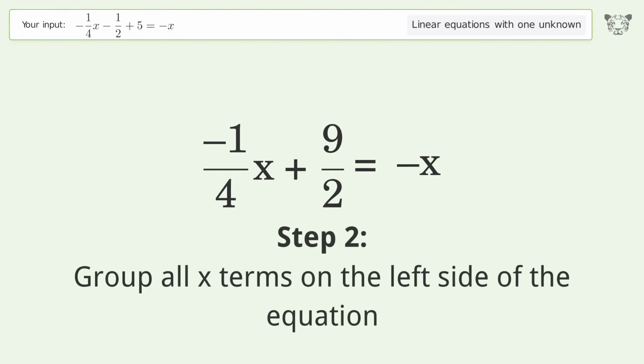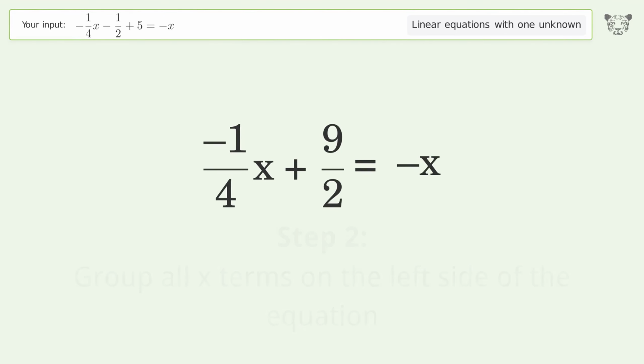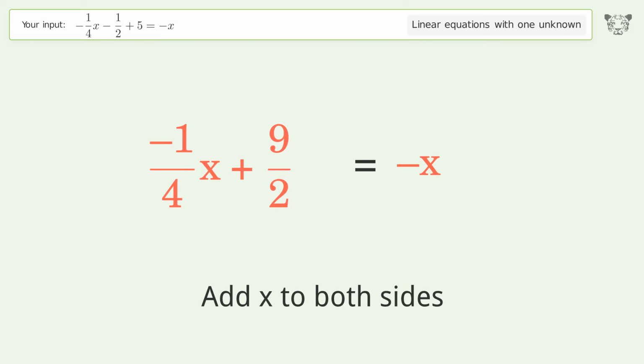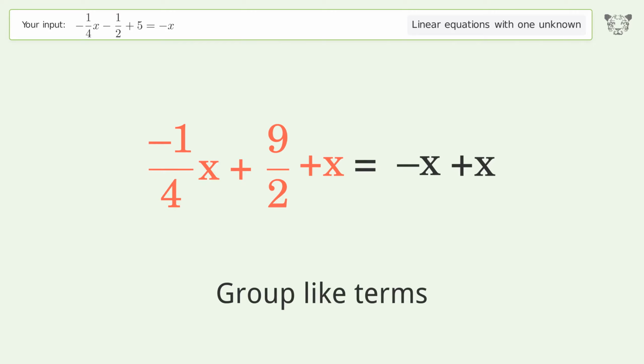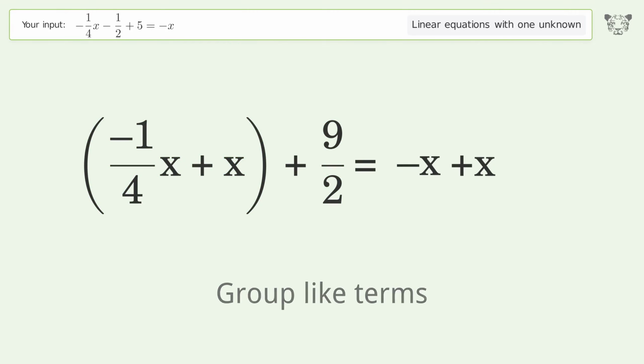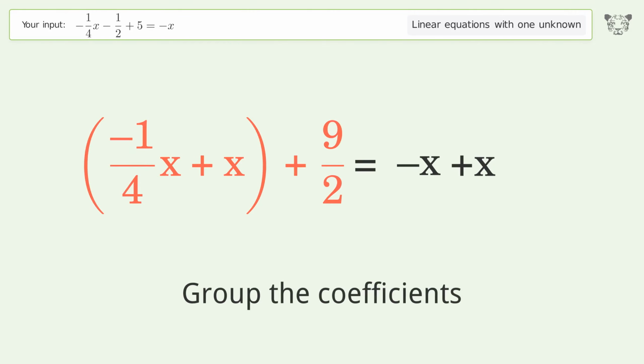Group all x terms on the left side of the equation. Add x to both sides. Group like terms. Group the coefficients.